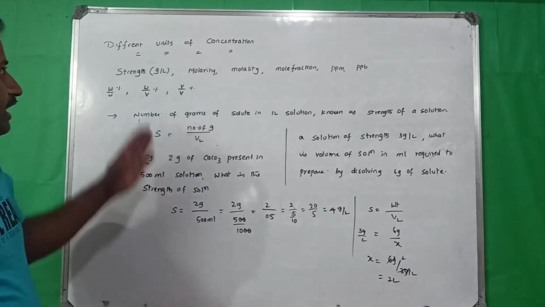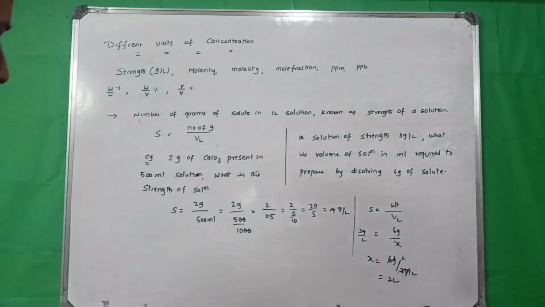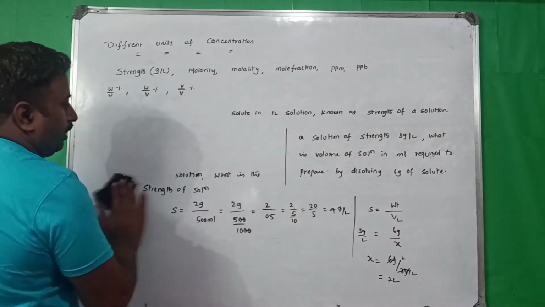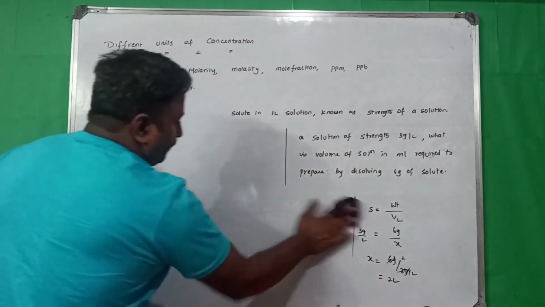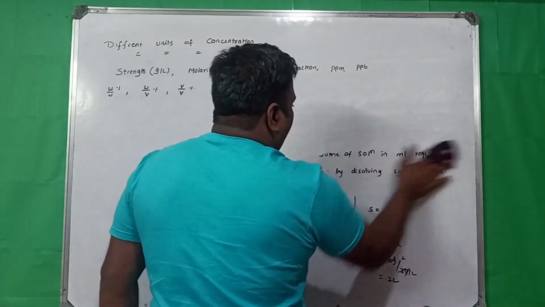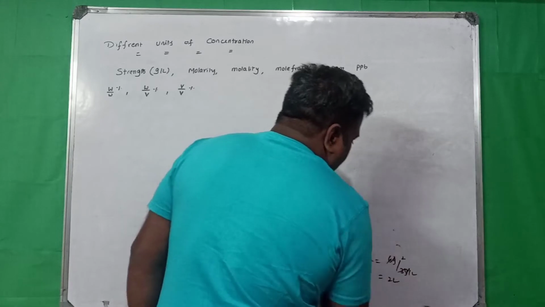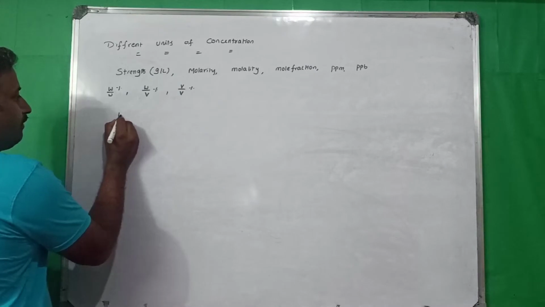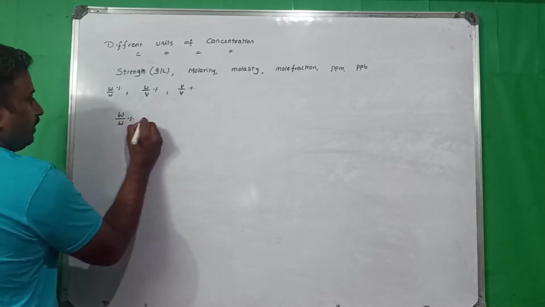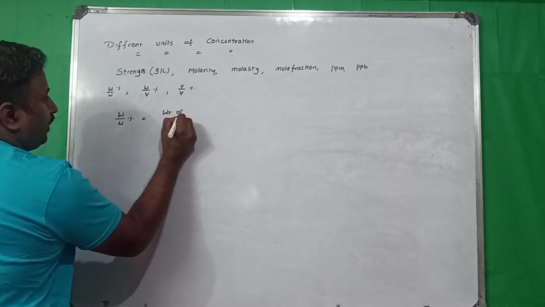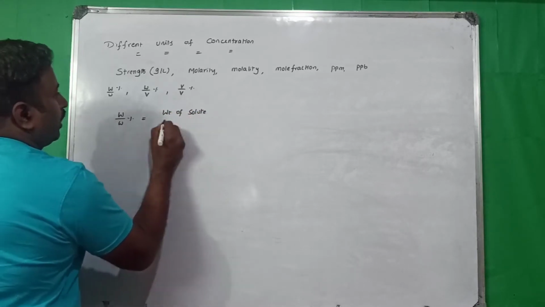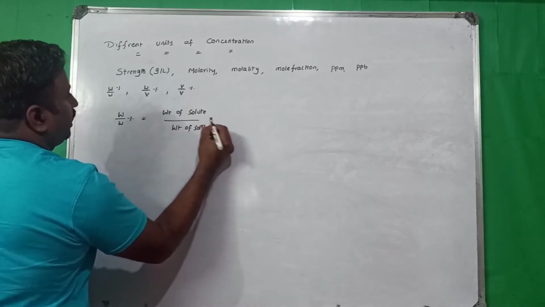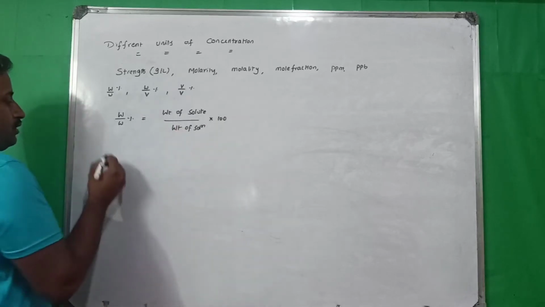Now let us learn the second type of concentration, that is percentage weight or percentage volume. Here, what is weight by weight percentage? Weight by weight percent is equal to weight of solute upon weight of solution into 100.